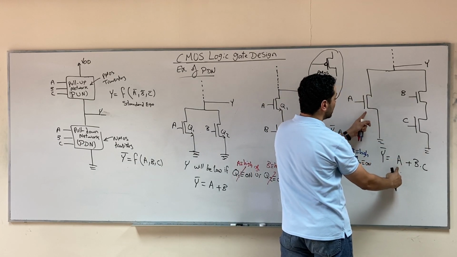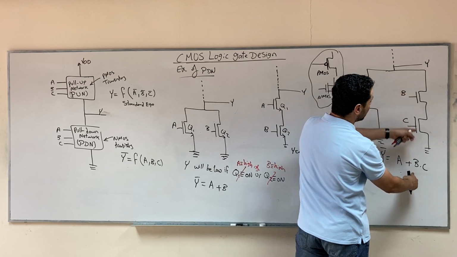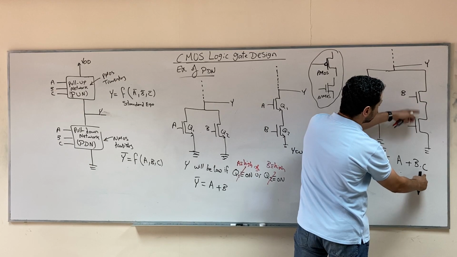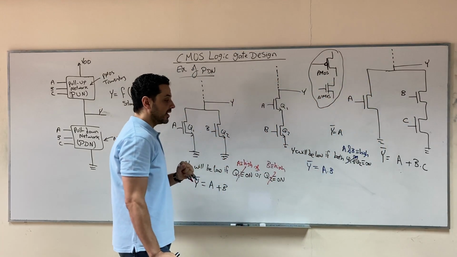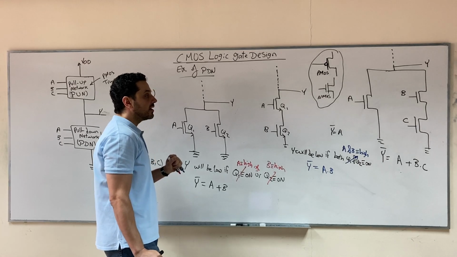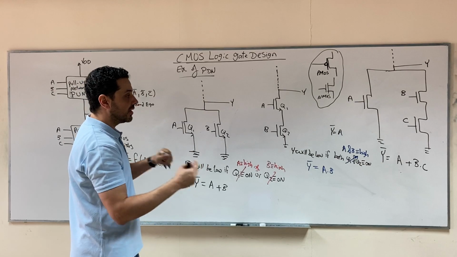In the first branch, we have A to be high. In the second branch, in order for it to be on, B and C must be high. Series connection gave us AND operation. So here we saw how to write the equation for a pull down network.